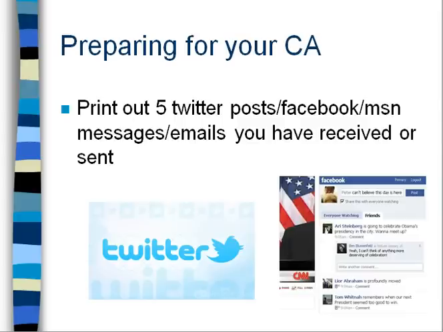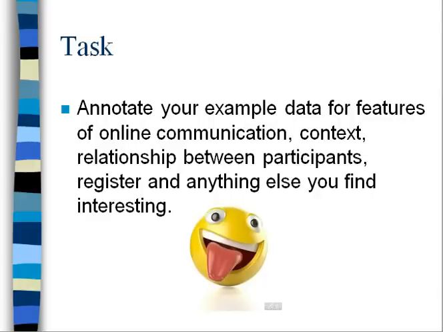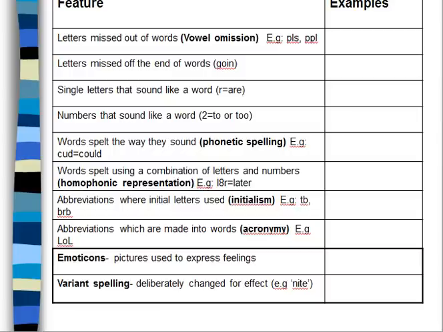So as mentioned, in terms of preparing for your controlled assessment, really important to have a range of data. So I think that 5 pieces is probably a reasonable amount. And what you're needing to do is annotate that data for features of online communication. Also think about the context, the relationship between participants, and anything else you find particularly interesting.